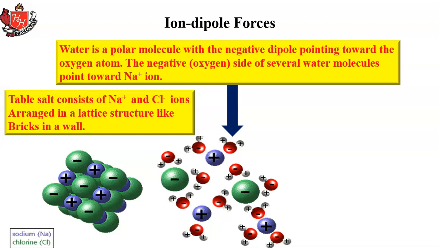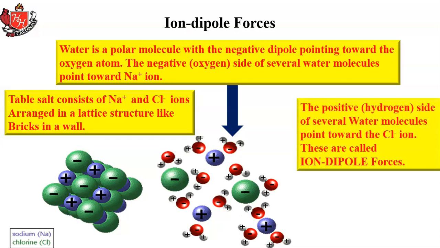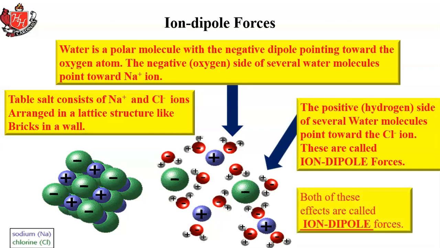So that's called an ion-dipole force. The dipole is the water molecule. It has a positive end and a negative end. That's called a dipole. It means 2 poles. And the ion is either the sodium or the chloride, and that's an ion-dipole force. The positive hydrogen side of several water molecules, as I said, points toward the chlorine ions, and this is also called an ion-dipole force. So there it is right there. Both of these effects are called ion-dipole forces.